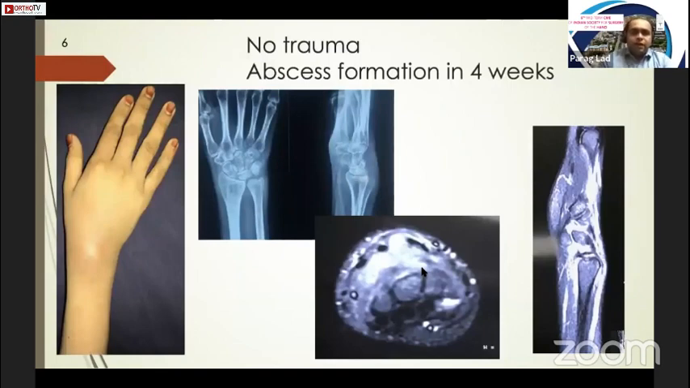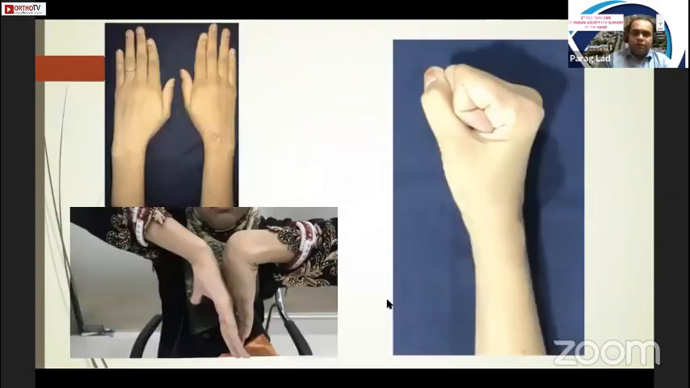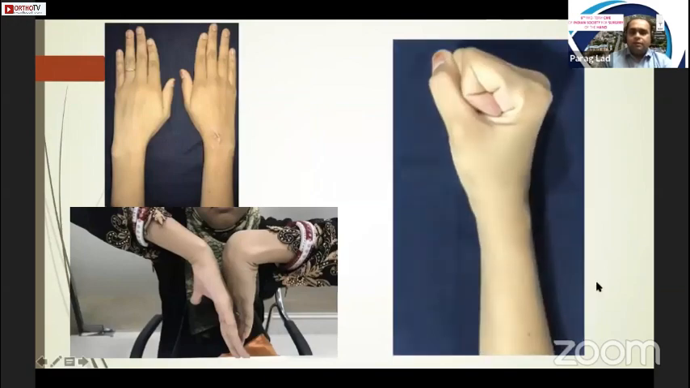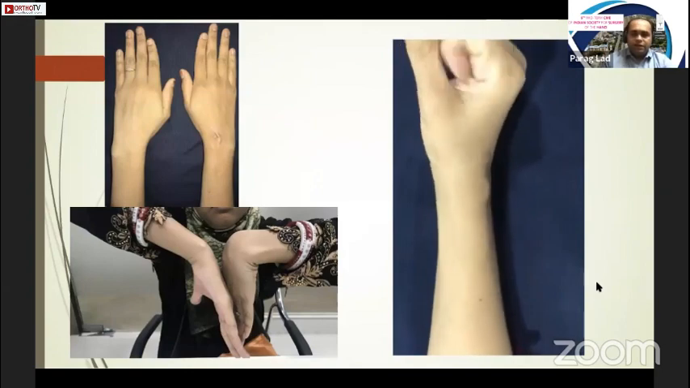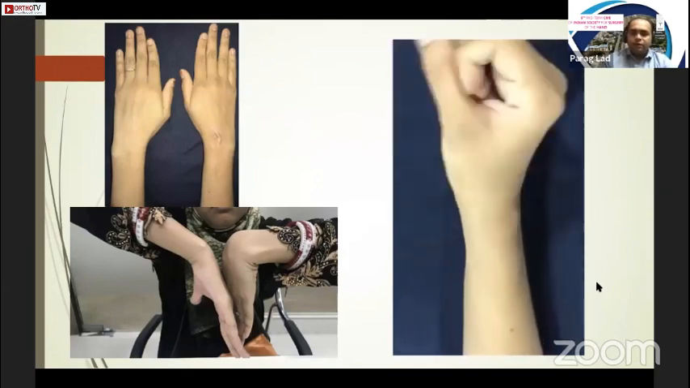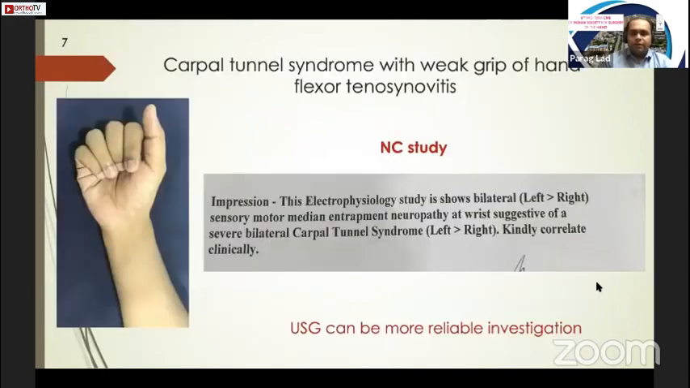This is the case of a young lady who had come with no history of trauma, but abscess formation around the dorsum of the wrist. The X-ray was normal, but the MRI picture showed a significant collection, and that was a proper pus formation. It turned out to be a tuberculous abscess, and this patient had a reasonably good functional outcome. Though she had restricted flexion, this follow-up is at least 1.5 months. Now she is much better with anti-tuberculous treatment.